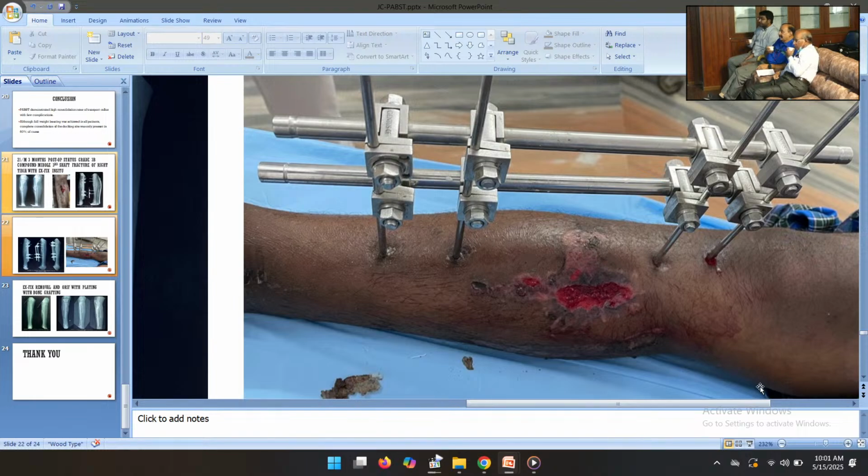No, it is kept, sir. Actually, the loose fragments haven't come out of the healthy, sir. Yes, sir. We haven't removed any bony fragments from the site.